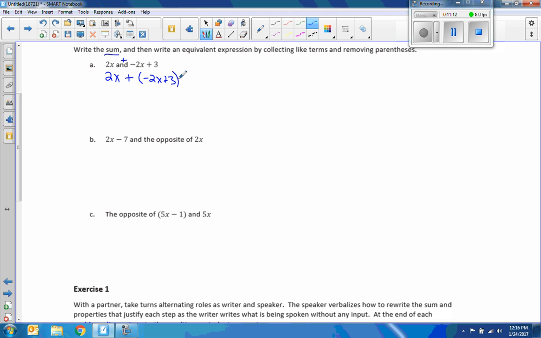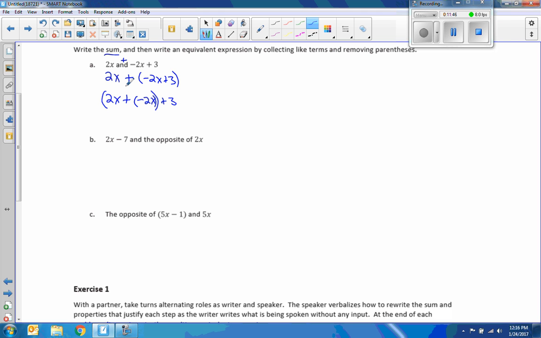Okay? So the first thing I'm going to do is move my parentheses, and that's called the associative property. So I'm going to rewrite all of my terms just exactly as I see them, but now I'm going to move my parentheses around my like terms, which are right here. And whenever we have a plus and negative, we always write another parenthesis there. So it would be 2x plus a negative 2x in parentheses, all in parentheses, plus 3.